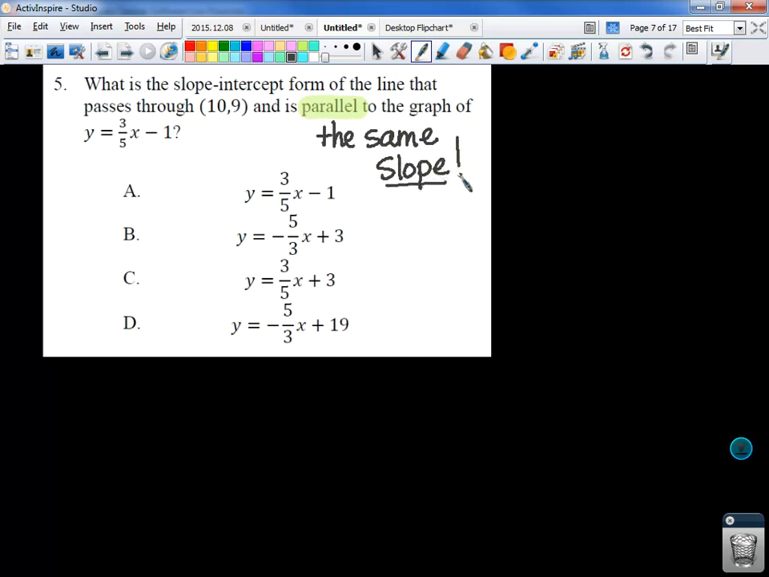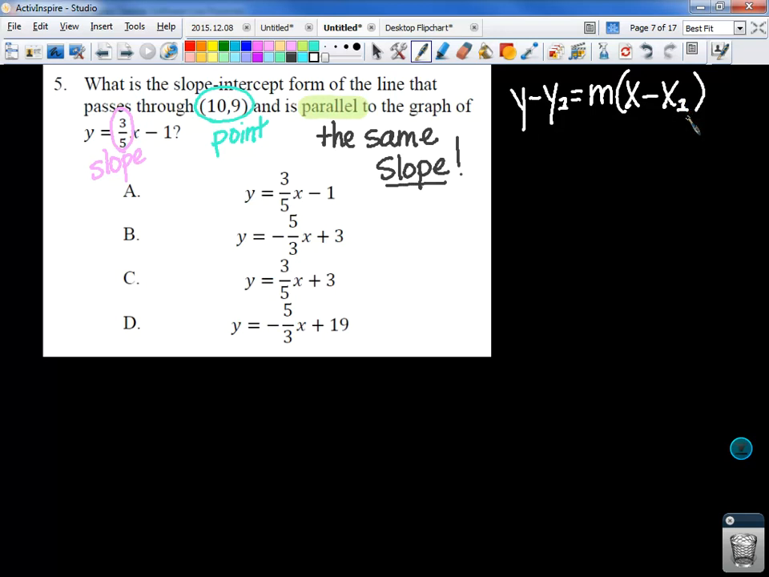Okay, so the slope of this line is 3/5, and it goes through this point right here. I have a point, and I have a slope. That means I have enough information to use point-slope form of a linear equation to find the slope-intercept form. So I have y minus y1 equals m times x minus x1. Remember these are little ones in the subscript, they're not little commas.